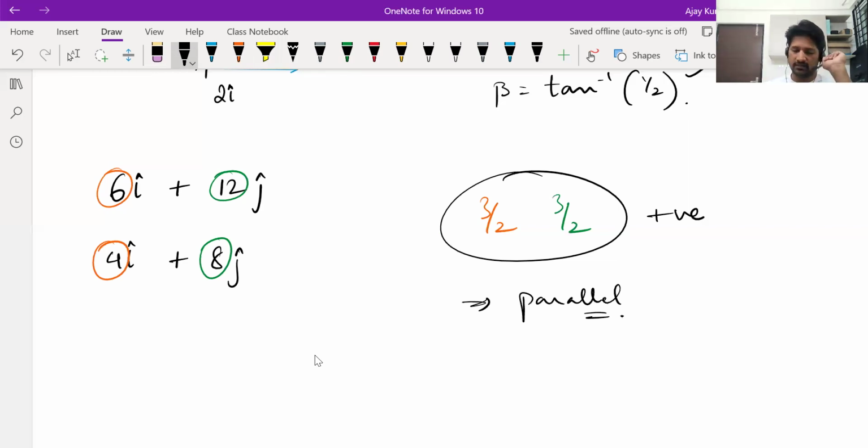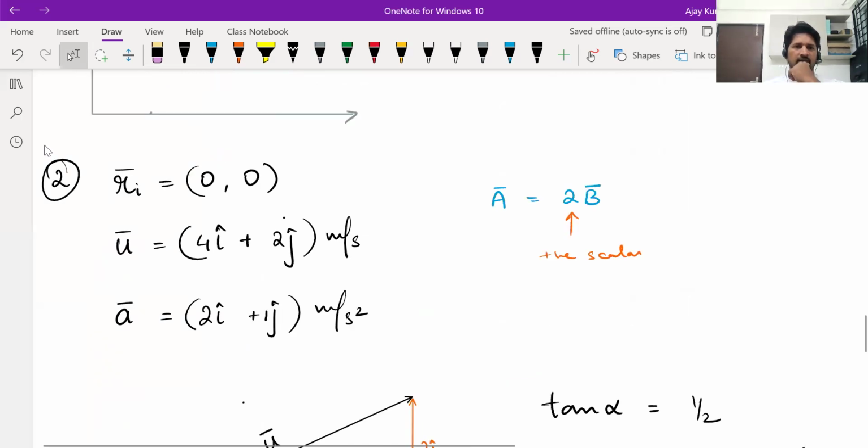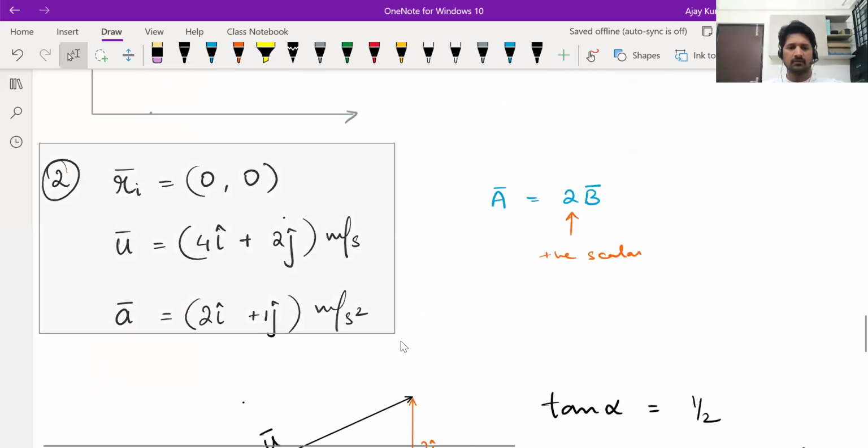Had the ratio been negative, you can tell that they are anti-parallel vectors. You find out the angle, you'll see it will be exactly opposite to the first vector. Okay, you draw the vector and see that the second is exactly opposite to the first. So this is how you tell whether vectors are parallel or not. Fine. Now let us solve this question.